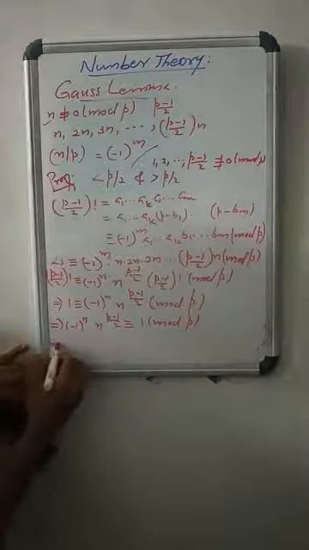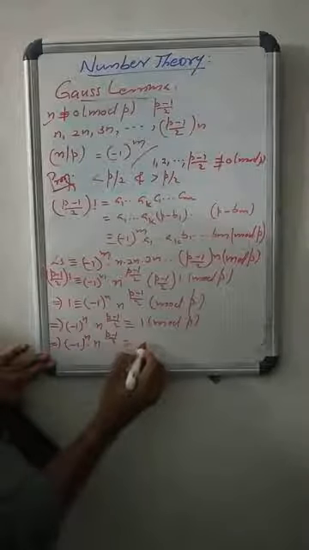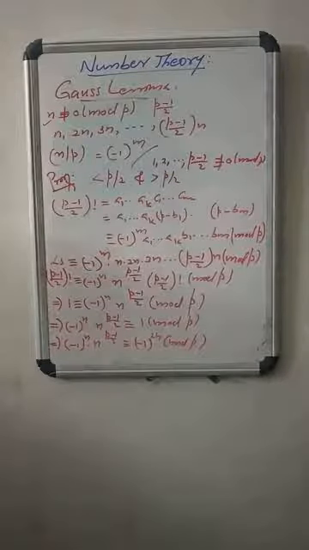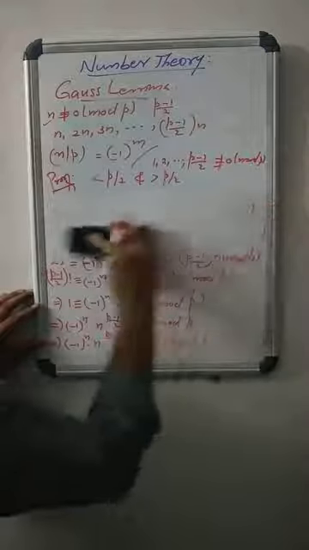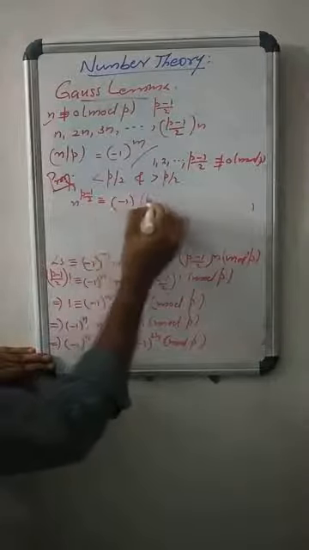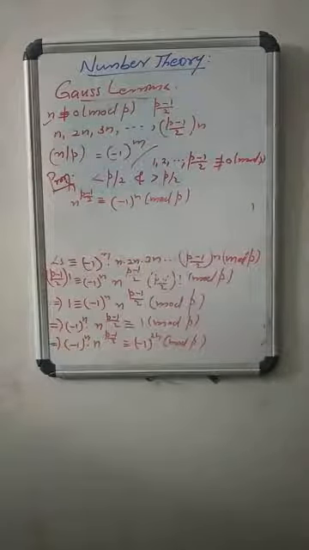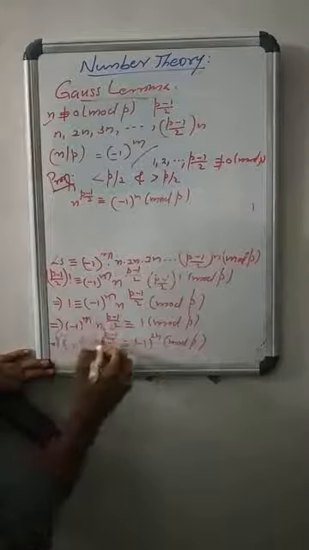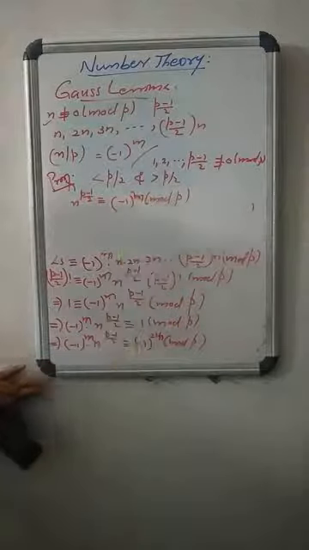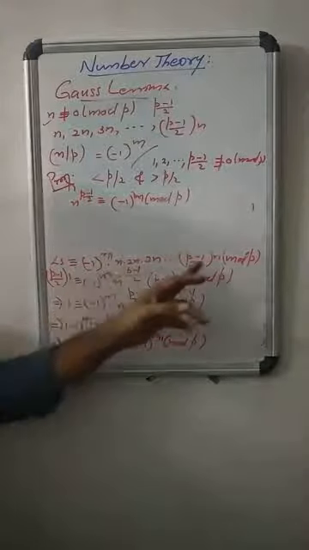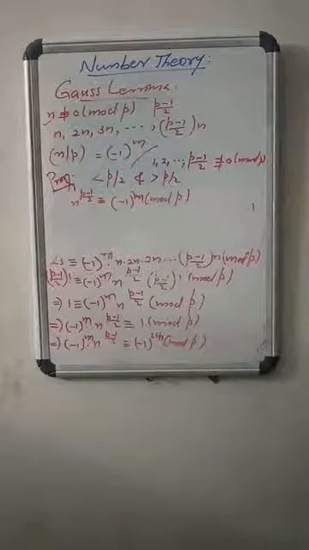So since the congruence relation is symmetric, minus 1 power m into n power (P minus 1)/2 is congruent to 1 mod P. Sure? Okay. That means minus 1 power m into n power (P minus 1)/2 is congruent to minus 1 power 2m mod P, since 1 can be rewritten as minus 1 power 2m. Agreed? So finally n power (P minus 1)/2 is congruent to minus 1 power m mod P. Okay, clear?